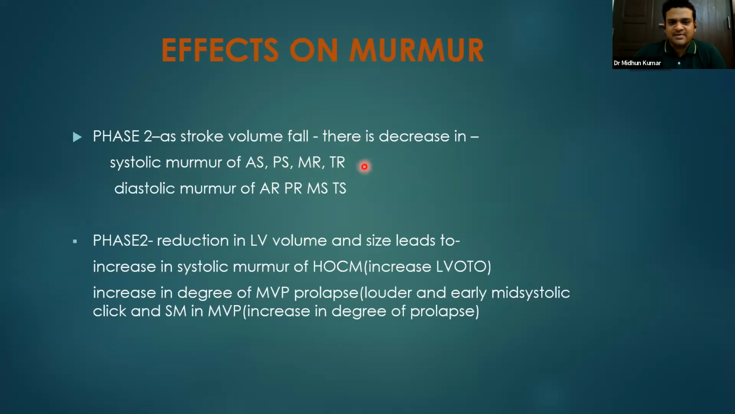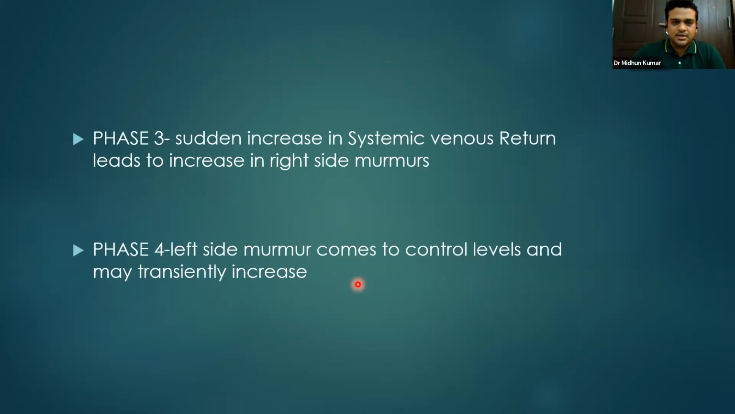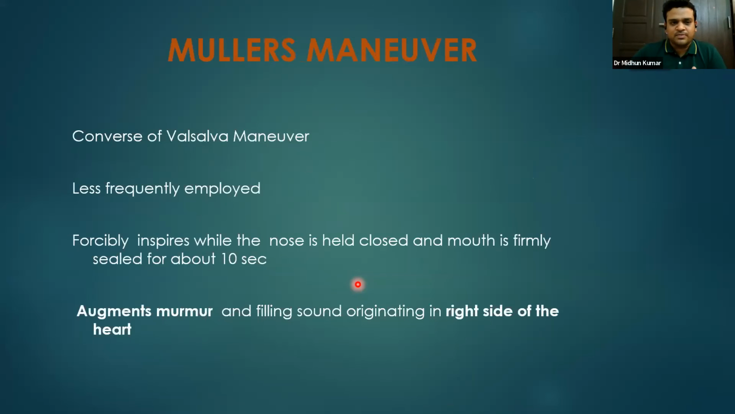The systolic murmurs of AS and MR will decrease. The diastolic murmurs of AR and MS will decrease, except these two. This will cause a reduction in LV volume, so that the HOCM murmur is going to increase, and the degree of MV prolapse is increased. So for standing and phase 2 of Valsalva, you can remember the same thing is going to happen. Because what is the basic pathophysiology? Decreased systemic venous return. You need not worry about phase 4, but just read and understand about phase 4.